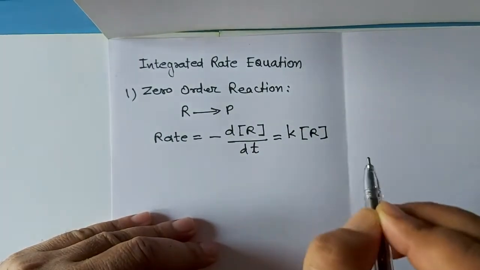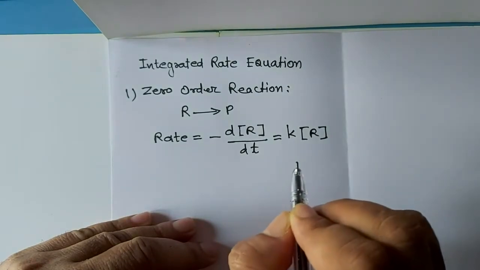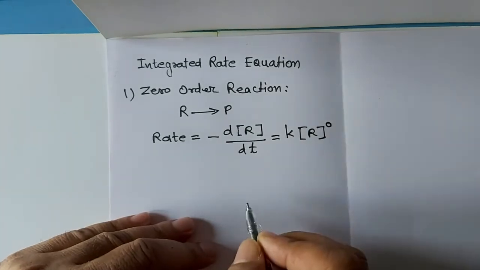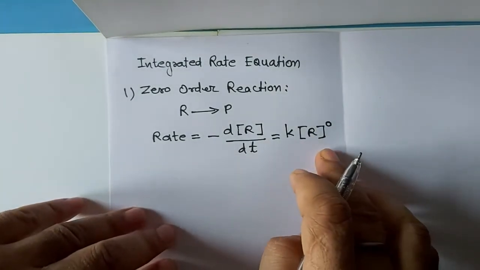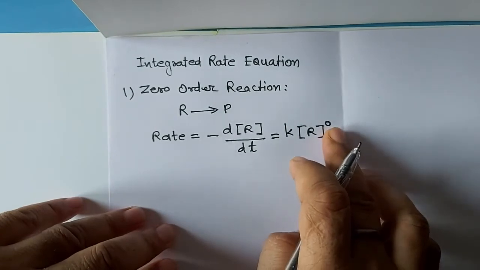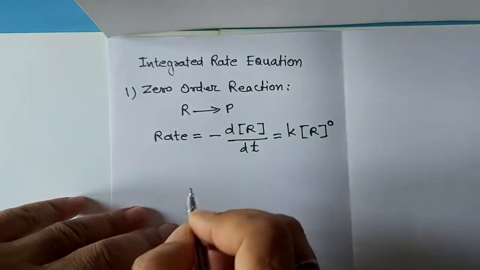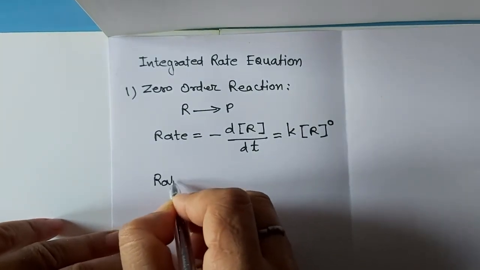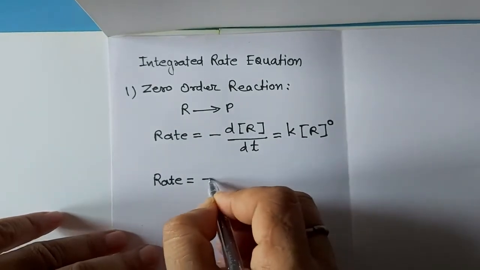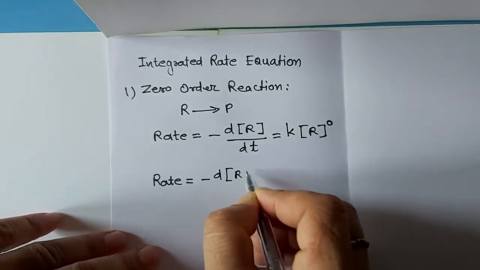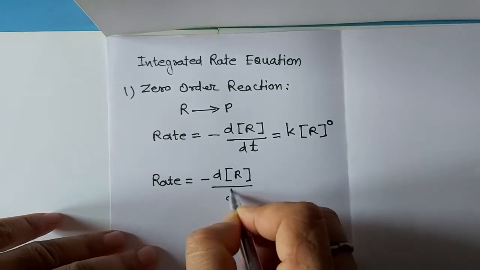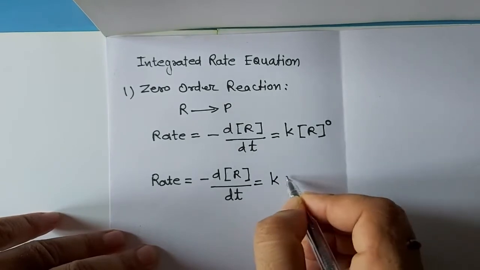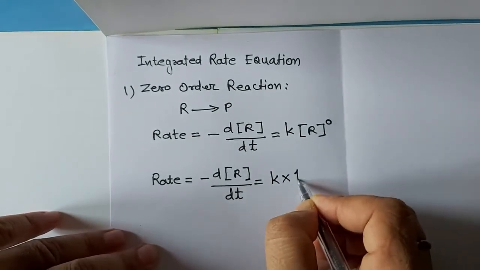Now the concentration of reactant has no influence on the rate of the reaction, so it will be written with power 0. And we all know if any quantity is raised to power 0, then its value is unity. So this equation can be rewritten as rate is equal to k, and this is going to be 1.